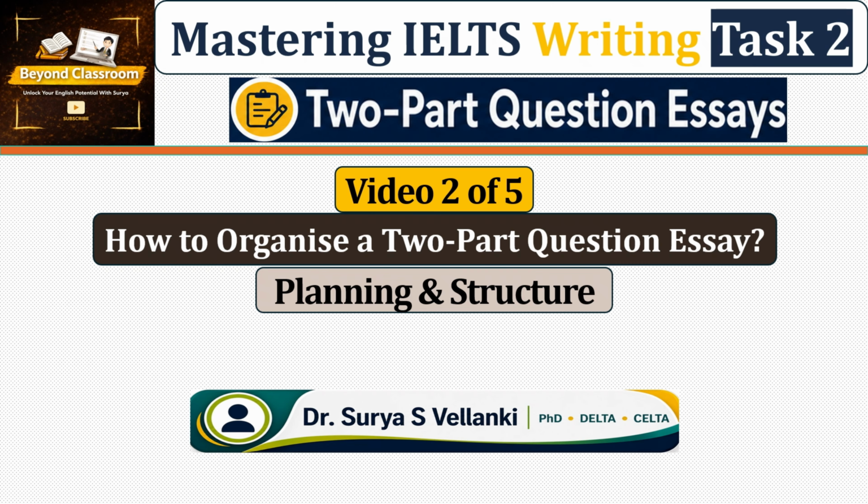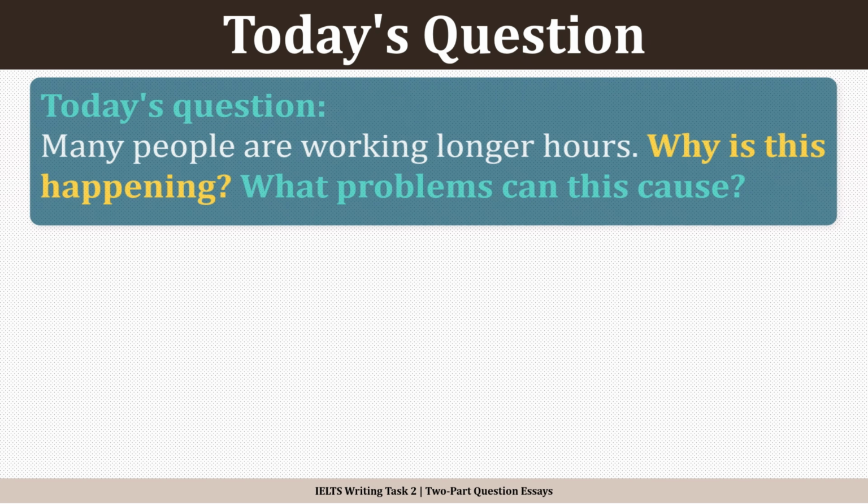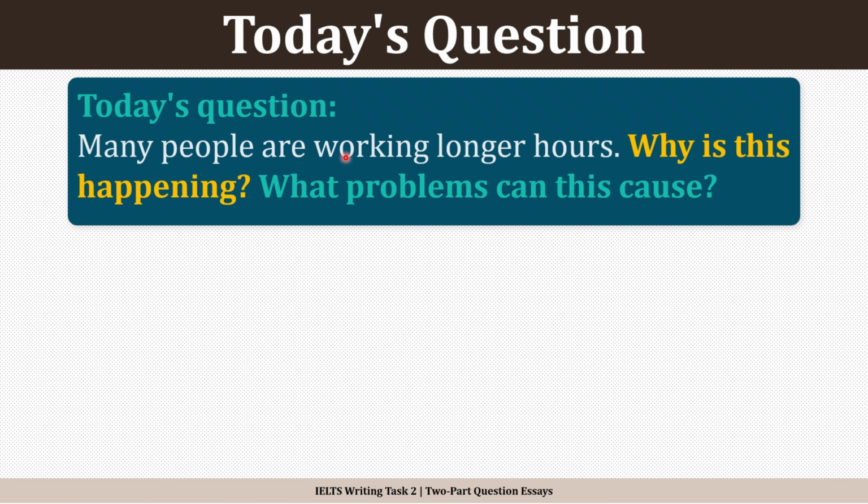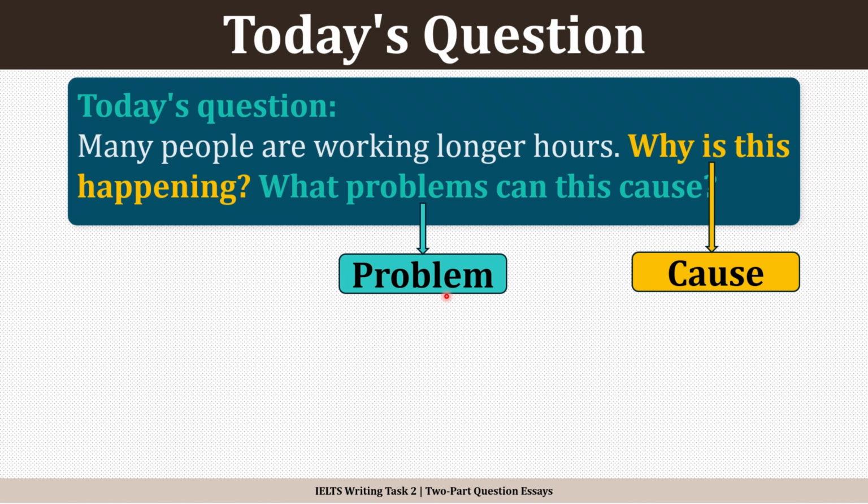Let's get started. Let's begin with today's question. Many people are working longer hours. Why is this happening? What problems can this cause? Notice that this is a cause and problem question. In the previous video, we looked at a cause and opinion question. Although the question in this video is different, the good news is that the structure we will learn today works for almost every two-part question, regardless of what the two questions ask.